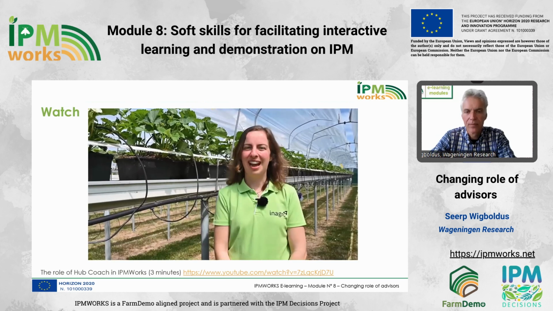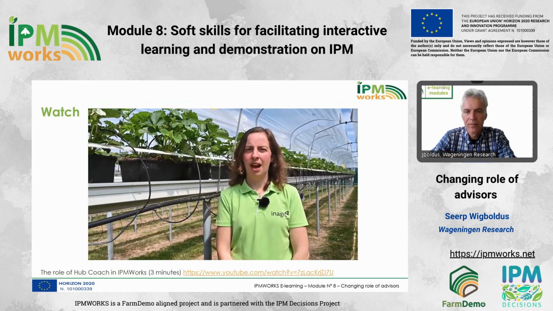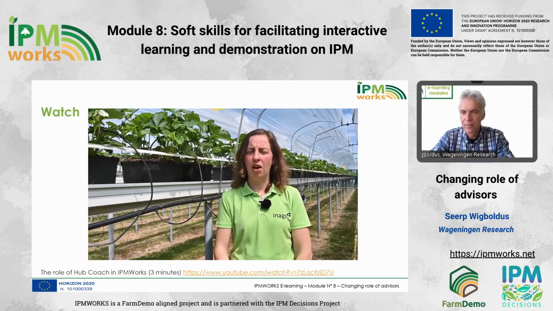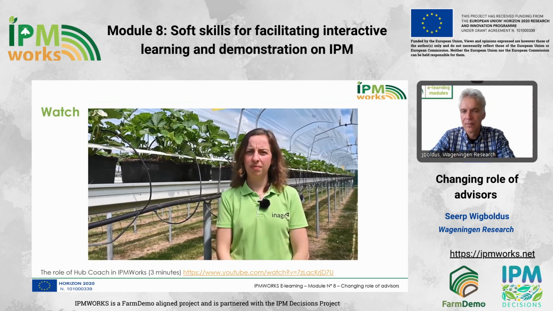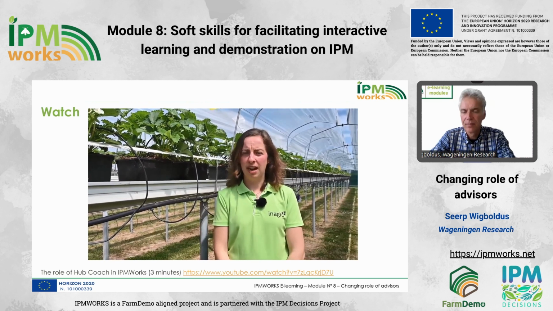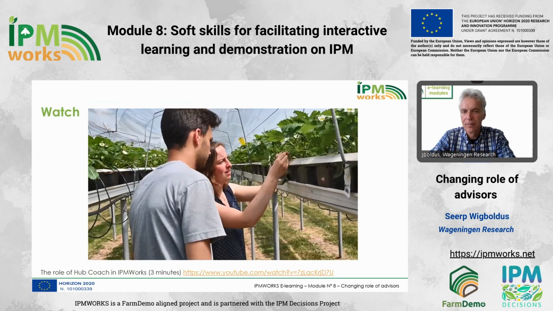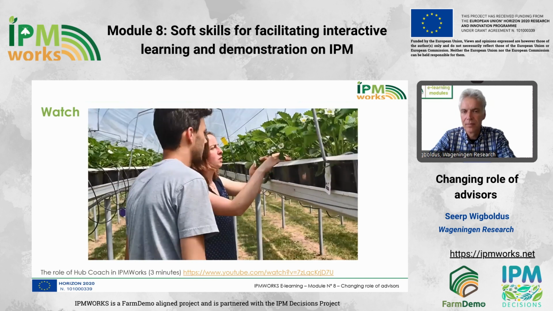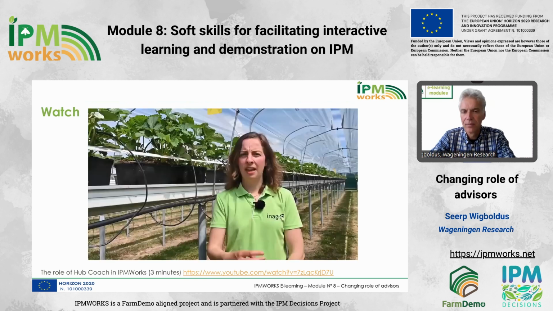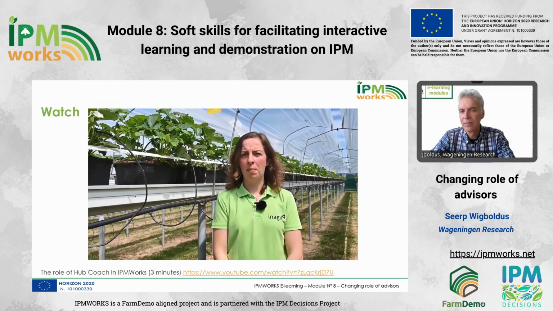Hi everyone, I'm Jolien Klaarboot and I'm a hub coach in the H2020 project IPMWORKS. I work with a hub of 11 softwood growers, and as a hub coach I work on 4 different levels. The first level, I work with every hub member individually. I support them and I guide them through their IPM strategies. If they have any questions, I try to look for answers and guide them to a better IPM strategy that fits their company. The second level, I work with the hub as a group.